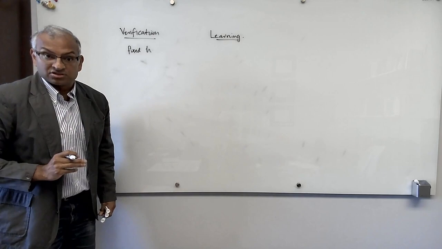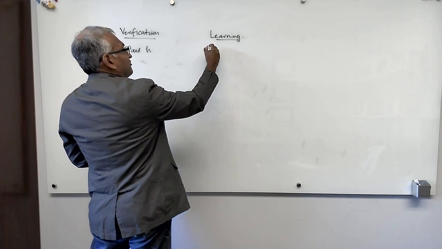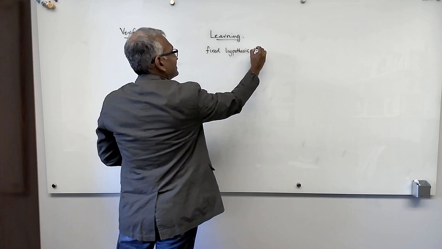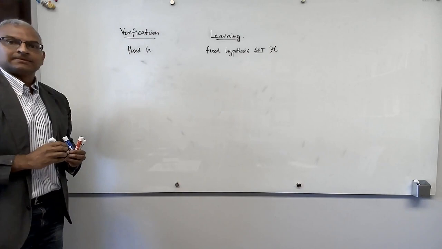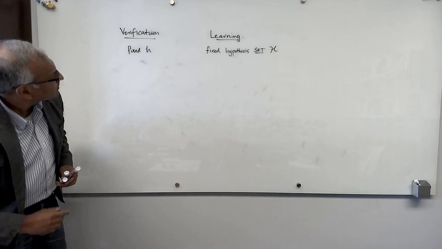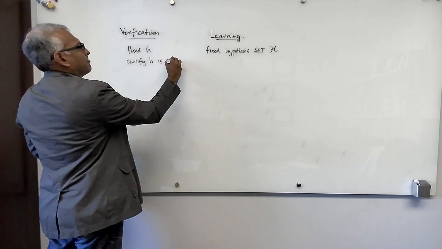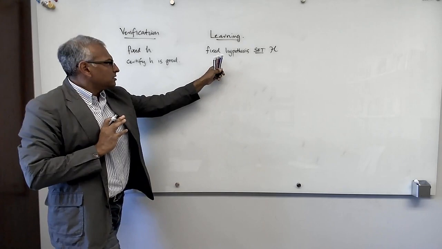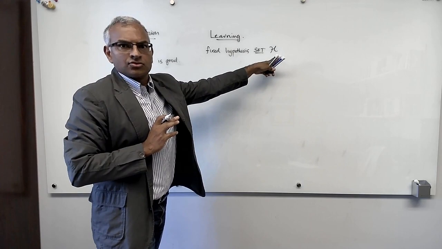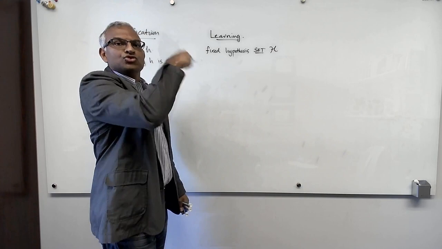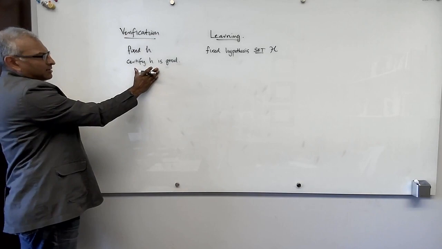So in learning, you have a fixed hypothesis set, big H. The goal in verification is that you produce this H, and I'm going to certify that H is good. But the goal in learning is not to certify the hypothesis set H. It's to certify a particular hypothesis G that is picked from H using the data. So let me emphasize, here the data is only used to certify H.